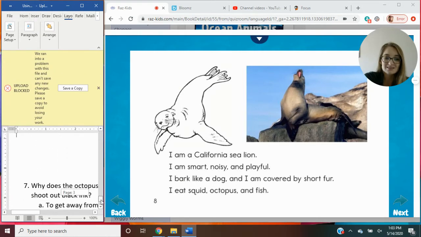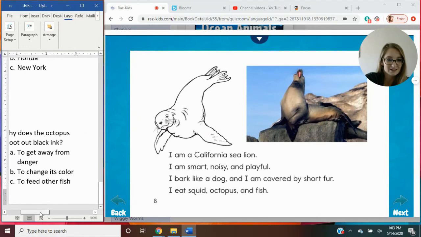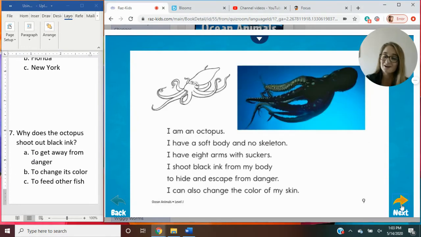So here we go. I believe this is the last question. All right. I am an octopus. I have a soft body and no skeleton. I have 8 arms with suckers. I shoot black ink from my body to hide and escape from danger. I can also change the color of my skin. Okay, let's read our question. Why does the octopus shoot out black ink?